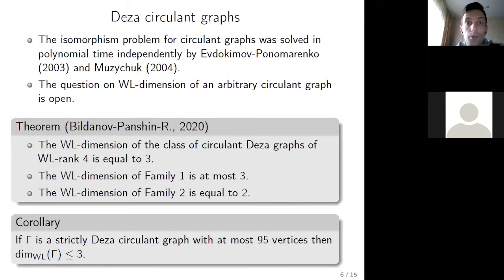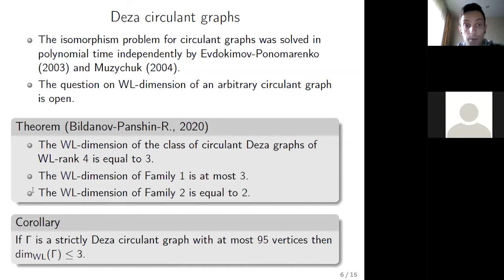First of all, I would like to mention that the isomorphism problem for circulant graphs was solved in polynomial time independently by Evdokimov and Ponomarenko and by Muzychuk. However, the question on the Weyl dimension of an arbitrary circulant graph is open now, and maybe it is not so easy a question. There are some problems with this. But we estimate the Weyl dimension of graphs from the previous slide.